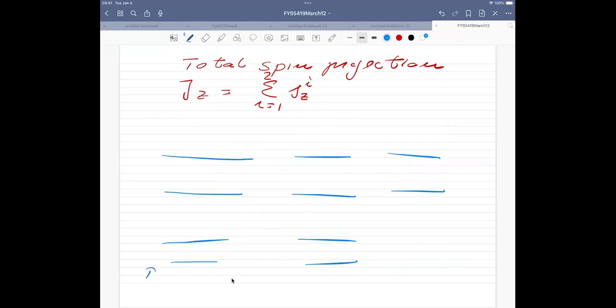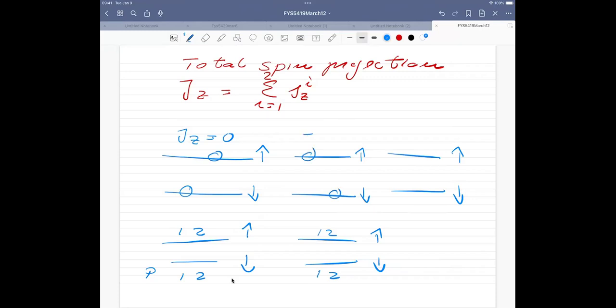I'm just setting up here P, 1 and 2, 1 and 2. Then we have the same states up here, but this is spin up and this is spin down, spin up, spin down. So what we could have now is that the first particle is here and the next one is here. Then we have a spin down and a spin up. So that means that J_z, the total one, is equal to 0. Similarly, I could now have this situation here, and that would again give J_z equal to 0.